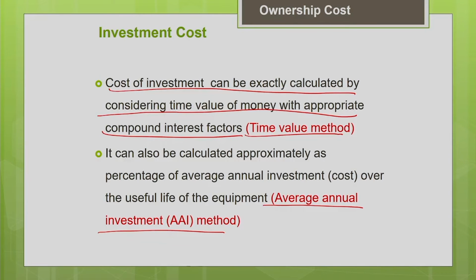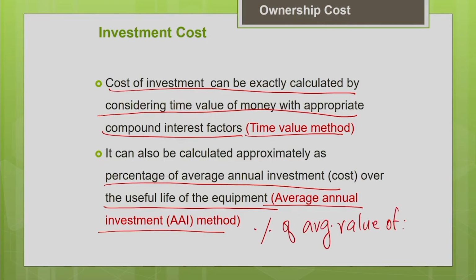In this method you are going to calculate the cost approximately as a percentage of average annual investment over the useful life of the machine. That means your cost of investment will be expressed as a percentage of the average value of the machine. You know that your machine is going to depreciate gradually over a period of time, over its useful life.